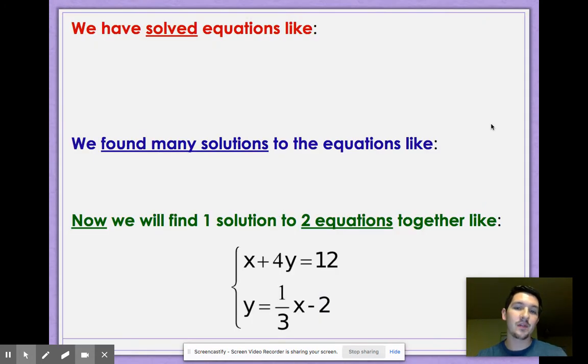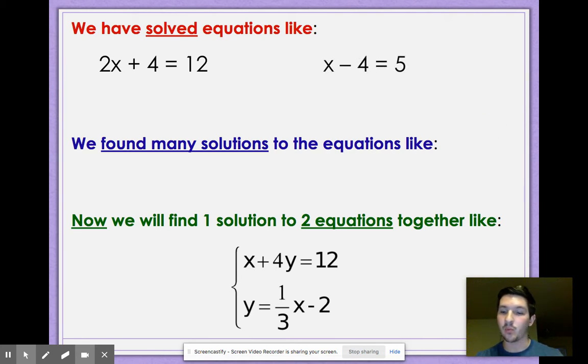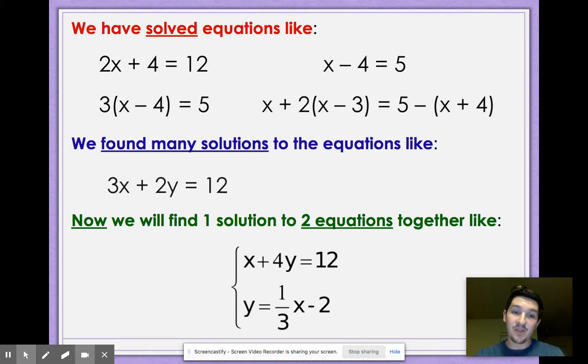We have solved equations like this before, right? 2x plus 4 equals 12 and x minus 4 equals 5. We know how to solve them: solving linear equations, combining like terms, isolating that variable. We found many solutions to equations like this, getting y equals mx plus b, or finding x equals something. We've solved these kinds to get them into y equals mx plus b form.